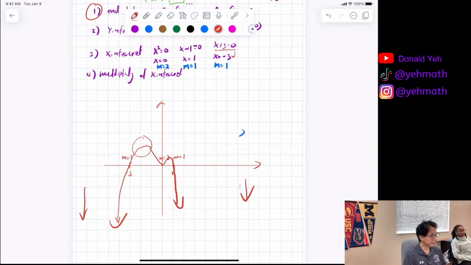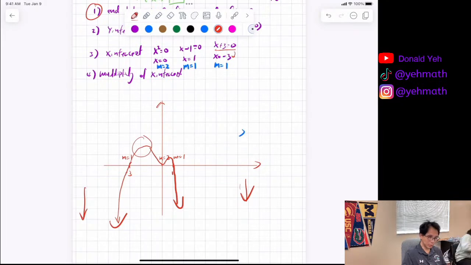Is it possible? Yeah, you can plug in the value. Like I said, but that's not the point because I don't want you to spend a lot of time on that. Yeah, it's possible. Yes. What if the x-intercept has a multiplicity of 4, would it do the same thing as here?